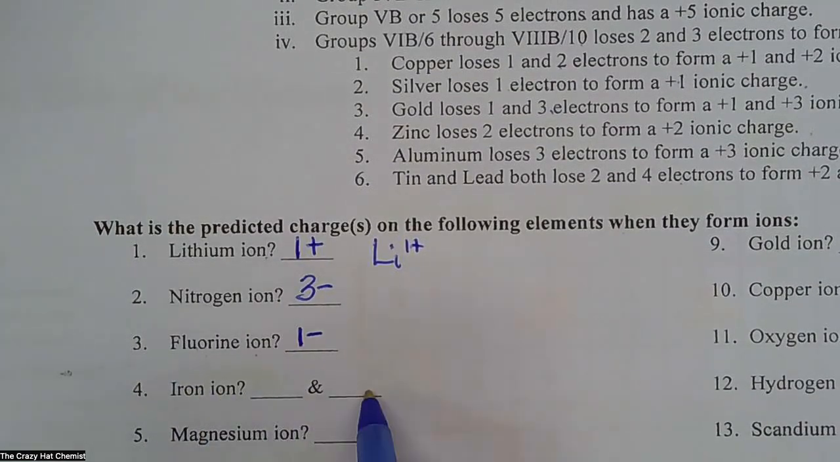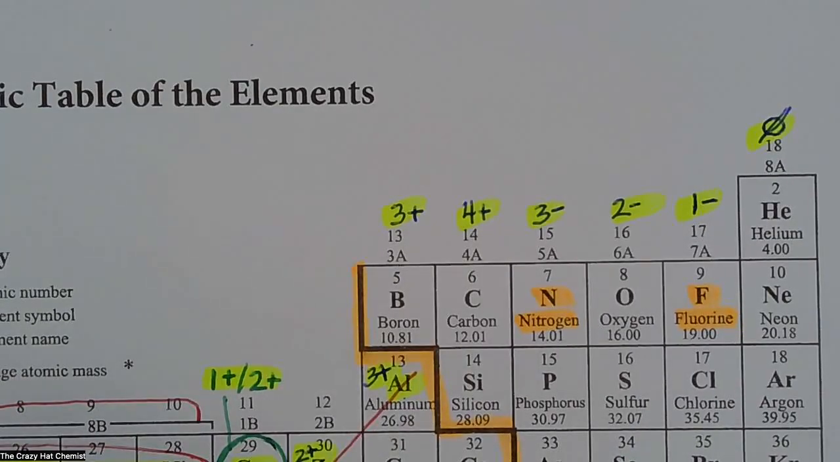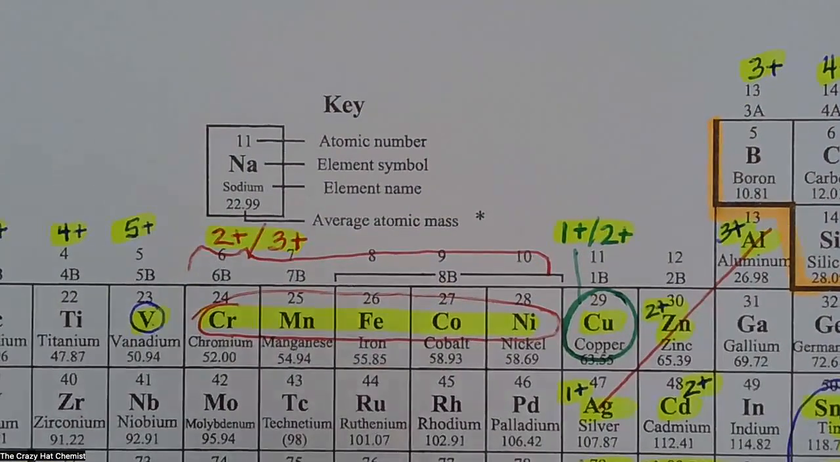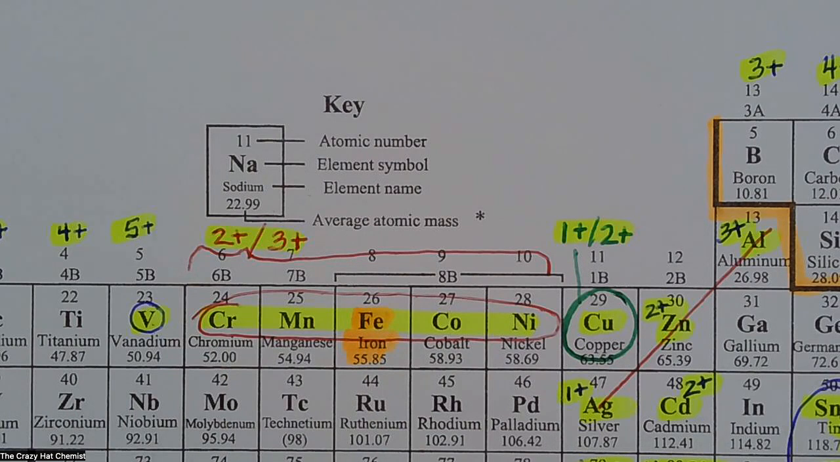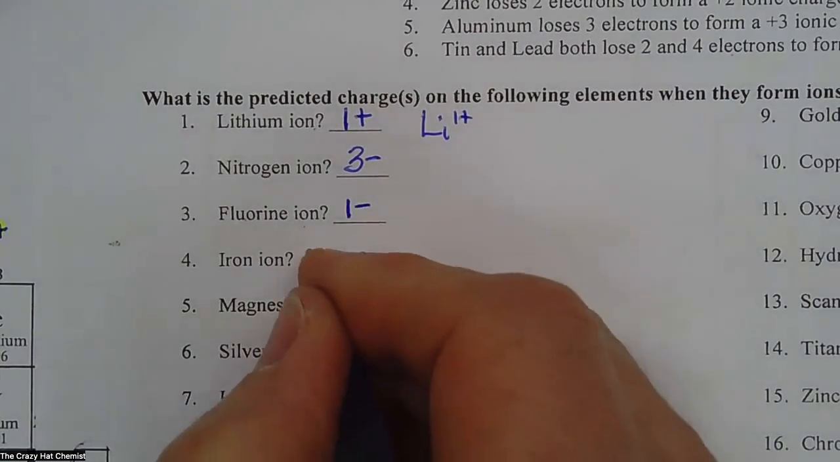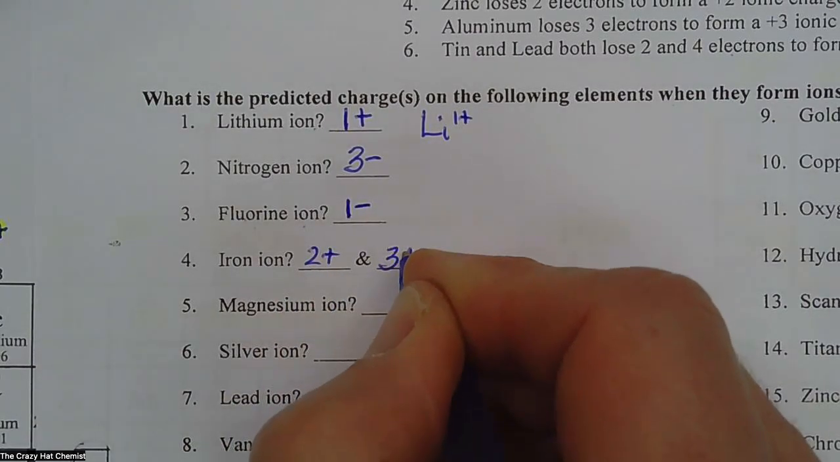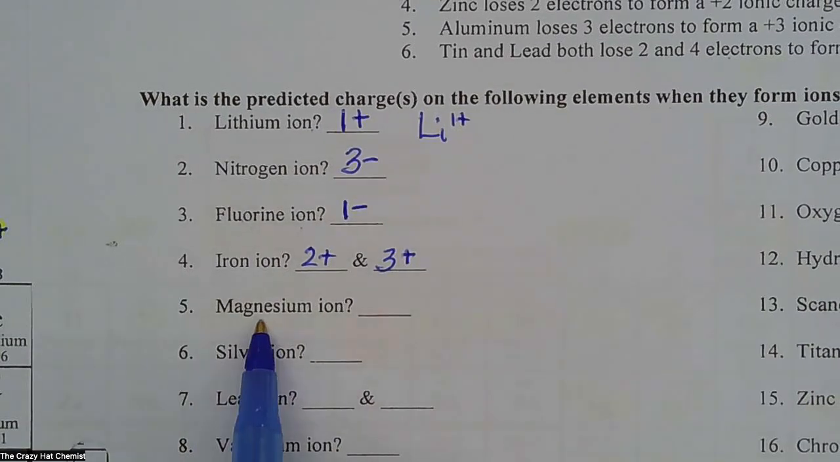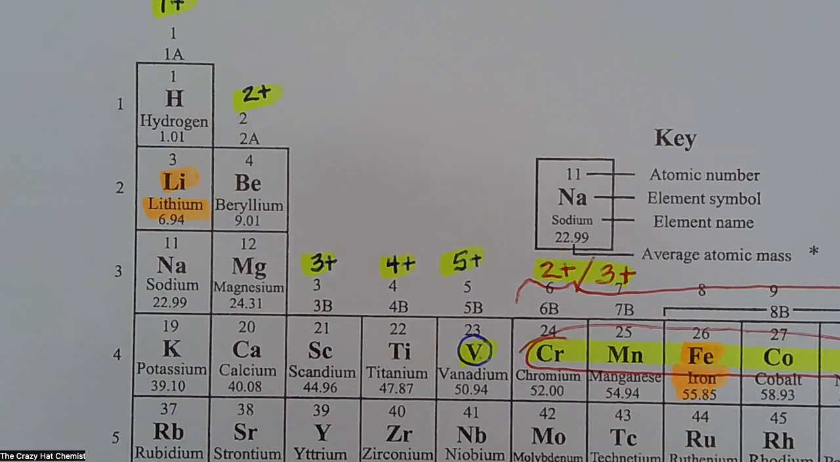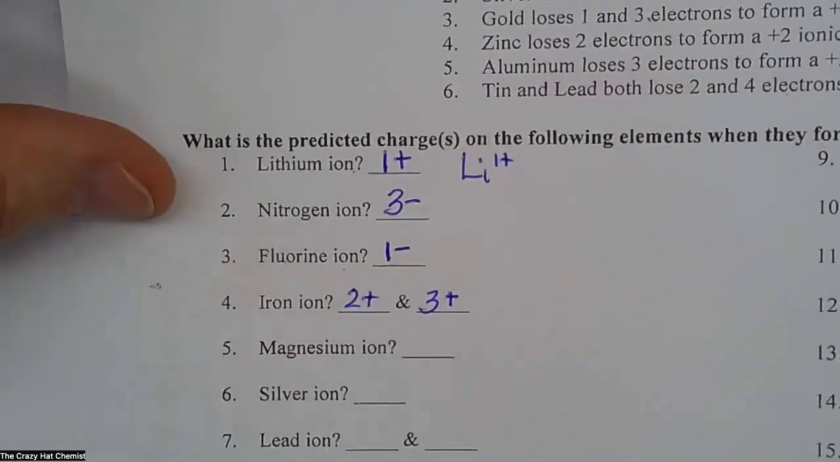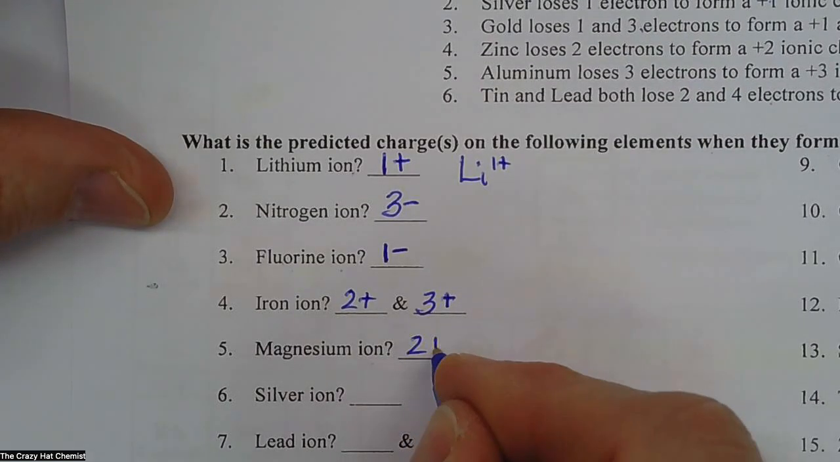All right. Iron ion looks like it has 2 different charges, and iron is right here, folks. That's iron, that's Fe. It has 2 charges of a 2+ and a 3+ for the iron ion. So here we go. Let's get that here. This is a 2+ and a 3+ for the iron ion. Next one is magnesium ion, and that is in group 2. That is magnesium element number 12. Magnesium ion would have a 2+ charge because it's in group 2. So magnesium ion would have a 2+ charge.